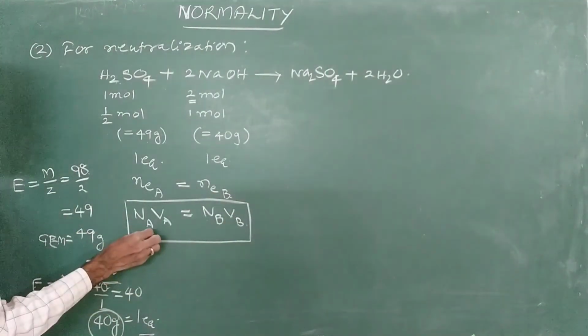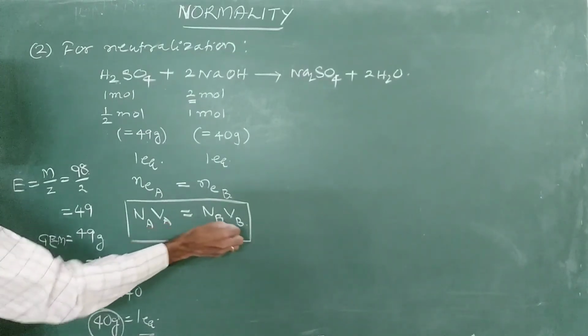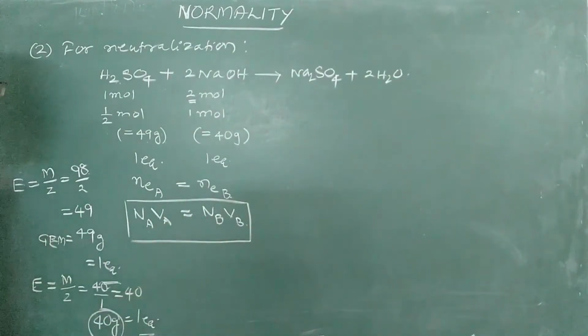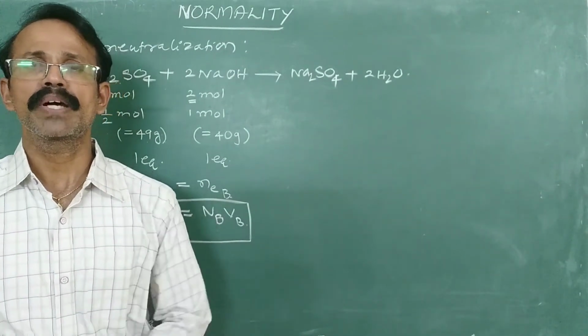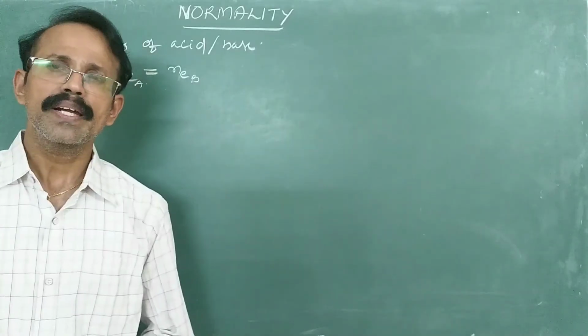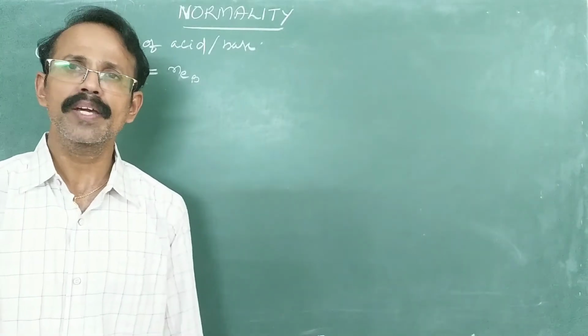If you know the normality of acid, you can calculate normality of base, provided that volumes of acid and base are given. So this is how the normality of either acid or base can be calculated by using the neutralization principle. We know that one equivalent of acid is neutralized by one equivalent of base.